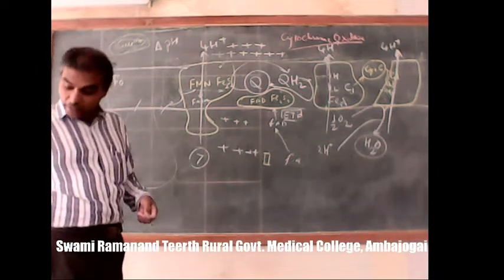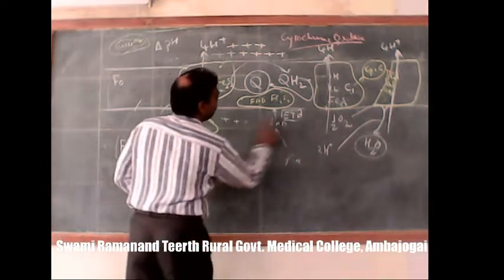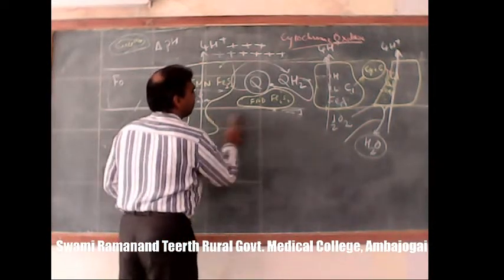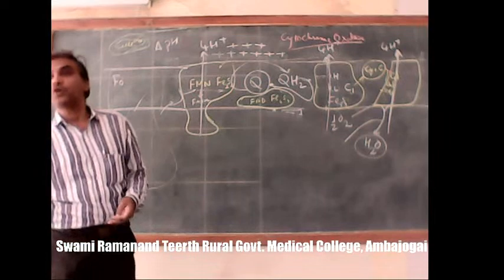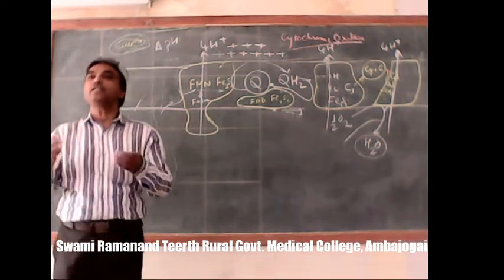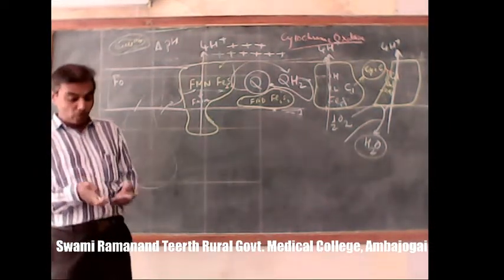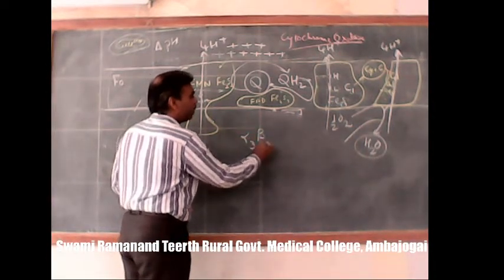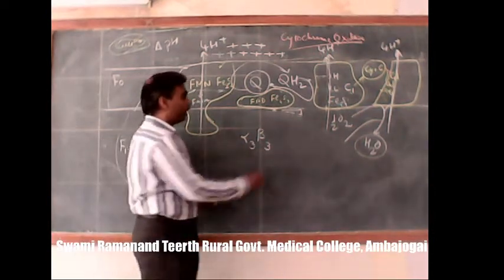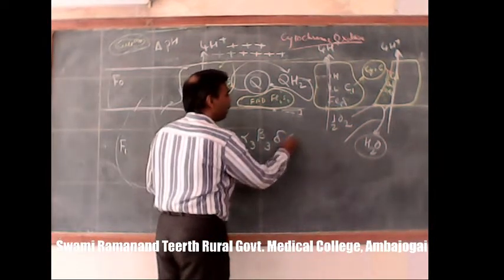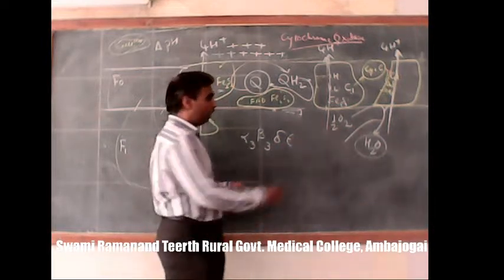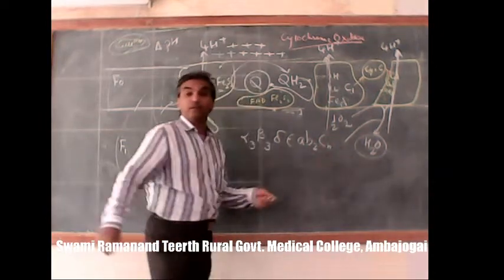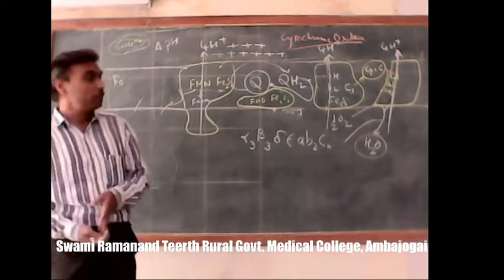Now this ATP synthase has some structural subunits in it. It is known to have alpha 3, beta 3, delta, epsilon, A, B2, C n, 9 to 12.